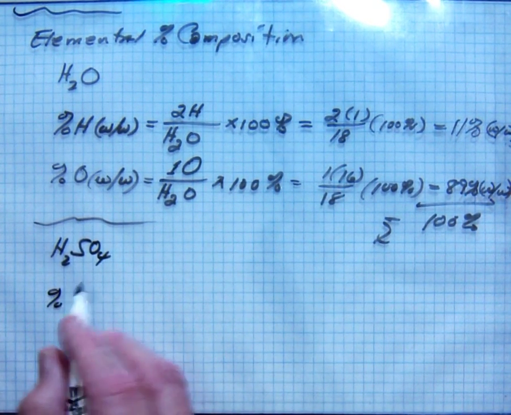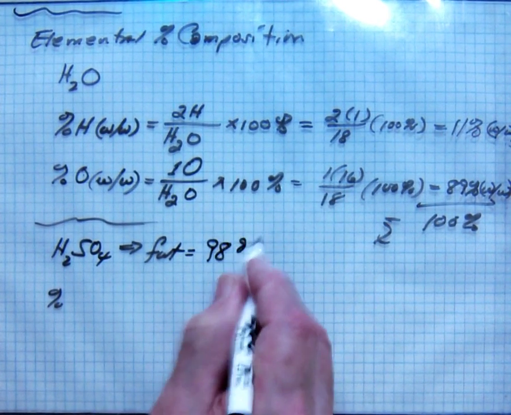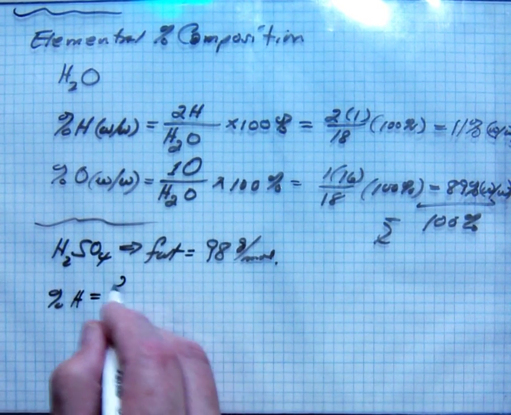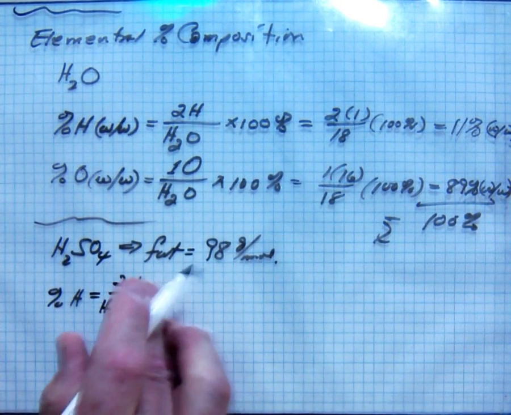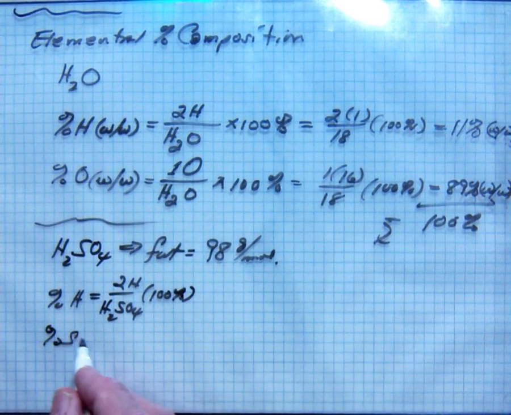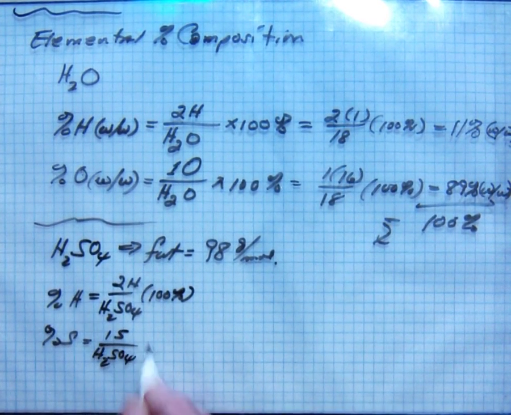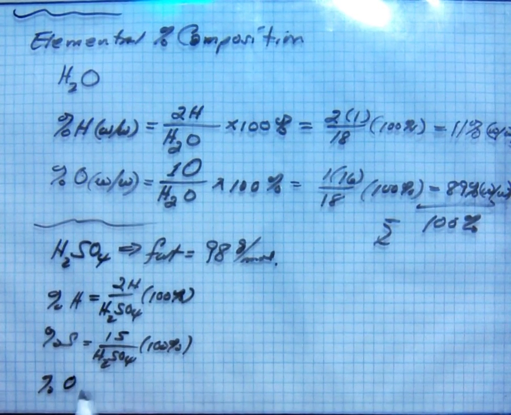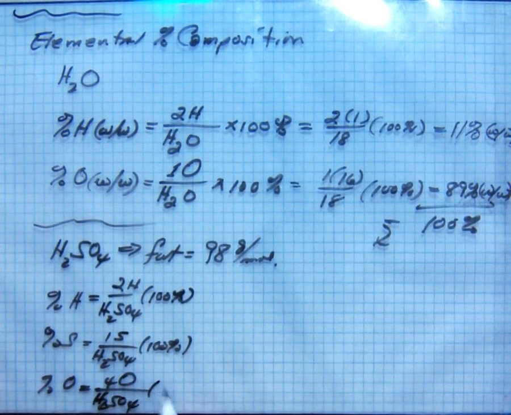Well, the formula weight, and I'll tell you that, is 98 grams per mole. So that saves us some time. Okay, the percent hydrogen is equal to 2 hydrogens over H2SO4 times 100%. Do it that way. Percent sulfur is 1 sulfur over H2SO4 times 100%. And finally, percent of oxygen is equal to 4 oxygens over H2SO4 times 100%.